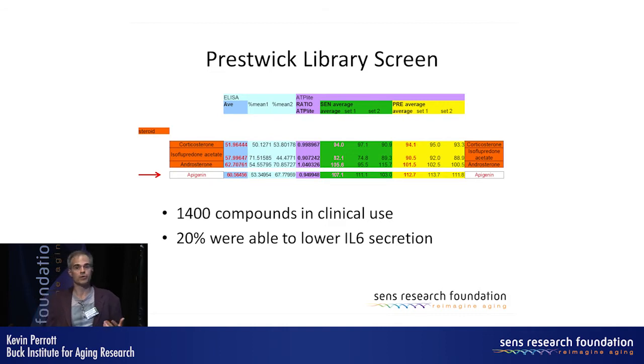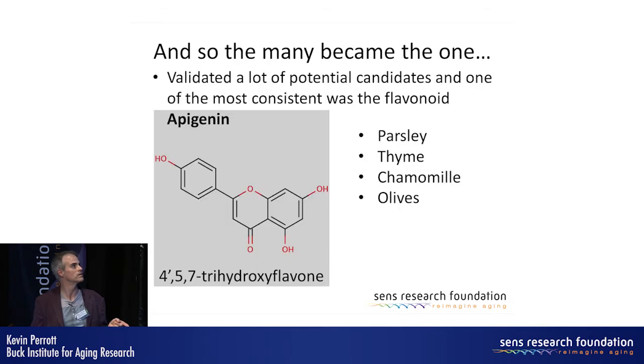The Prestwick library, which was the original screen done in the lab, is 1,400 FDA-approved compounds in clinical use, and 20% were found to lower IL-6 secretion, some of them because they were toxic, some of them because they were not. We did measure viability via ATP. The red arrow points to the compound that I pulled out eventually after testing an awful lot of those candidates, and it's Apigenin. It's a simple flavonoid.